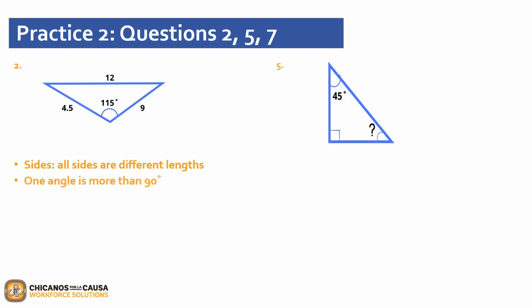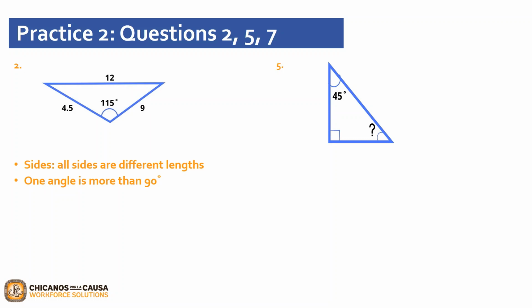And then we have an angle that is more than 90 degrees. Okay, so let's look at the way that we classify triangles. So an equilateral triangle has equal length. Well, that cannot be because our example here for question 2, they have different lengths. So let's move on to the next one.